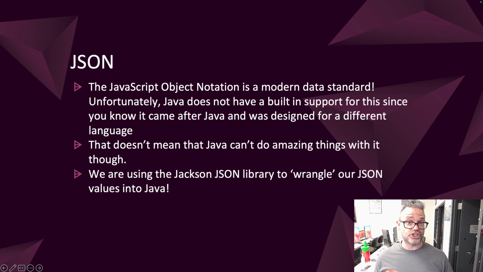But there are tools like the Jackson library that you can actually use to make this happen. And so we'll be using Jackson for these examples. There's also JSON from Google you can take a look at as well. But we'll be using Jackson so we can wrangle the JSON into Java objects, and so we can do some cool stuff with it.